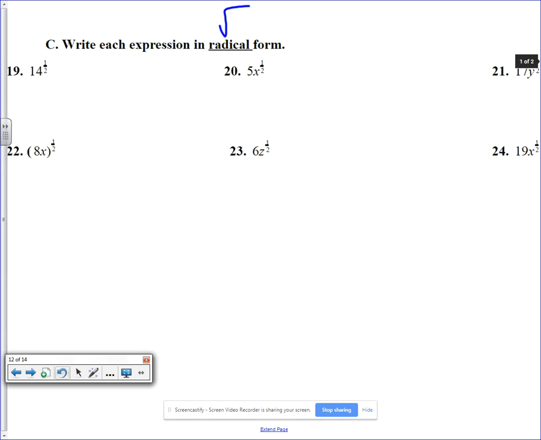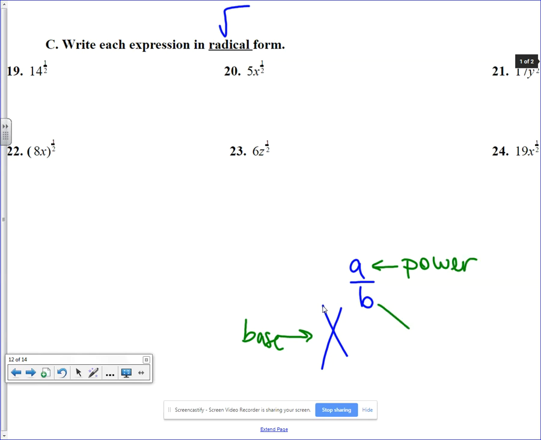Okay. I need to remind you how we do these fractions. You guys agree that x is my base here, correct? Okay. This part is my base. This numerator is the power. This denominator is the root. So we're going to use that and we're going to rewrite these things.